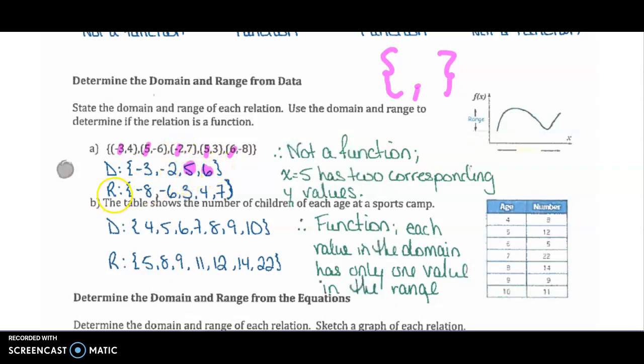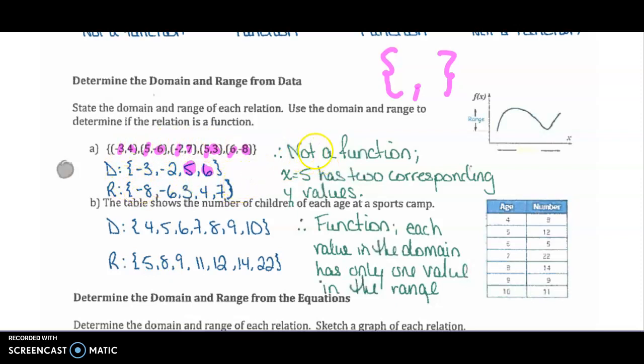The range here is going to be all the possible y values. So we would like to put these in order so we keep track. It doesn't have to be in order, but it would make more sense if it is. So the smallest y value was -8, so that goes there. We also have a -6, a 3, a 4, and a 7. So we'll write these again with set notation.